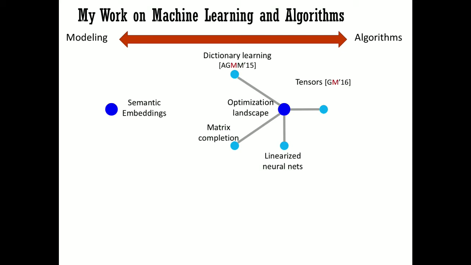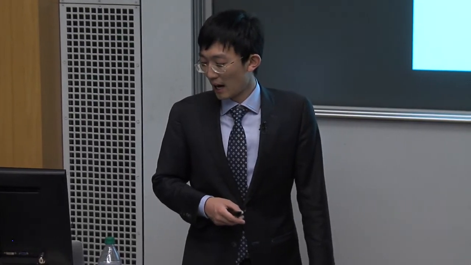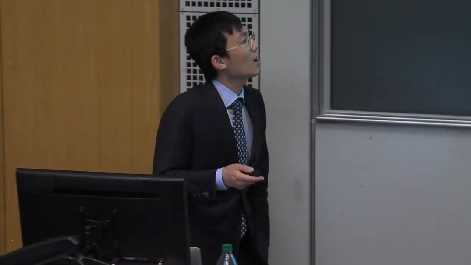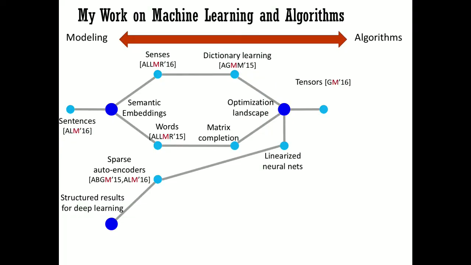And I've also told you a bit about our work on semantic embeddings, like the sentence embeddings and the word embeddings. Actually, in the word embeddings, we are using a variant of the average functions that we can analyze in matrix completion. We've also worked on embeddings for senses, where we used the algorithmic techniques we developed in the dictionary learning paper to train the models. I've also worked on structural results for deep learning about sparse autoencoders. And actually, the authors of GoogLeNet cited us as inspiration for the design of the network.